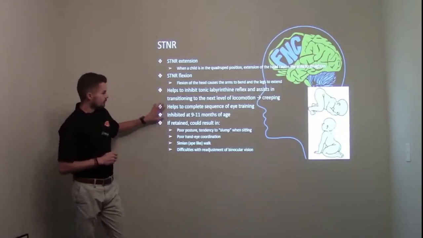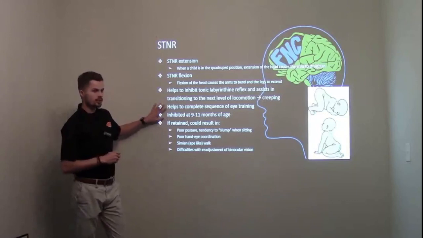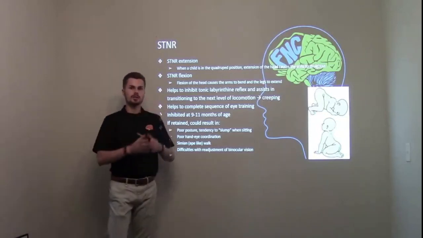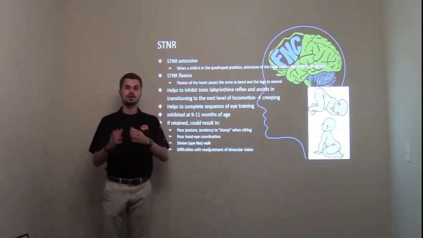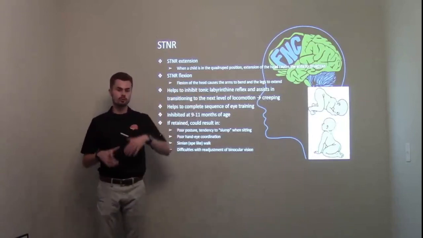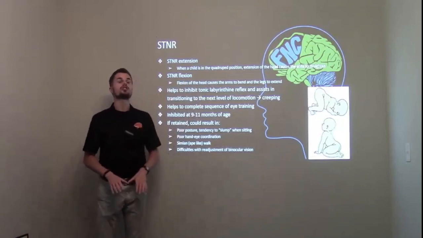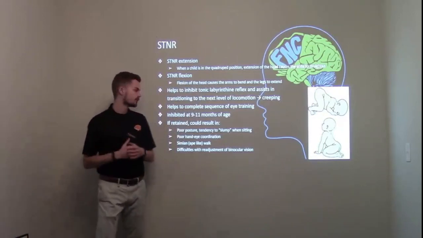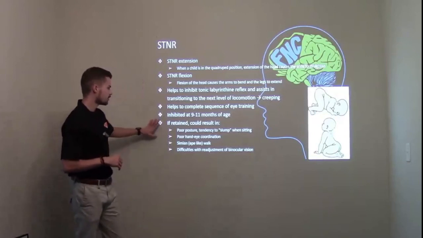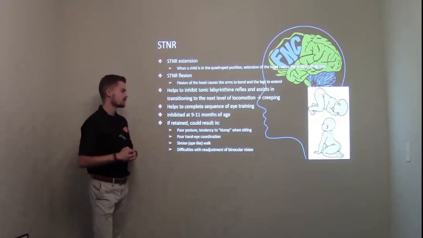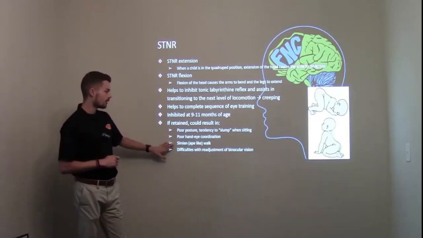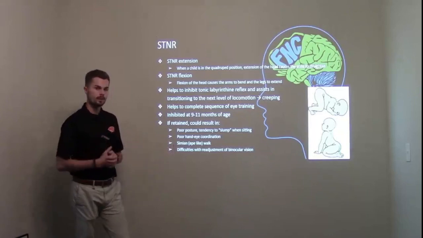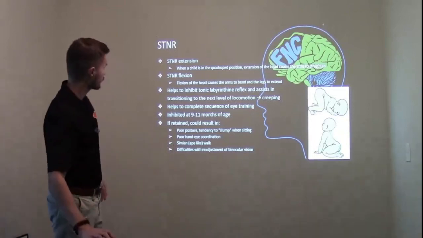And in regards to sequence of eye training, it also helps them to pursue different objects in the environment because they are able to lift their head up and they're following different targets. And your mom might walk from one point to the other, and the baby is watching and their eyes are moving, etc. If it's retained, it could result in poor posture and a tendency to slump when sitting, poor hand-eye coordination, a simian or ape-like walk, difficulties with readjustment of binocular vision. Okay, so a lot of things might result from these as well.